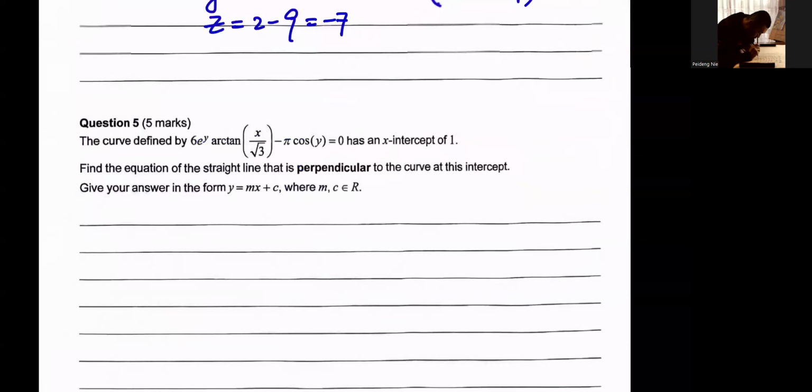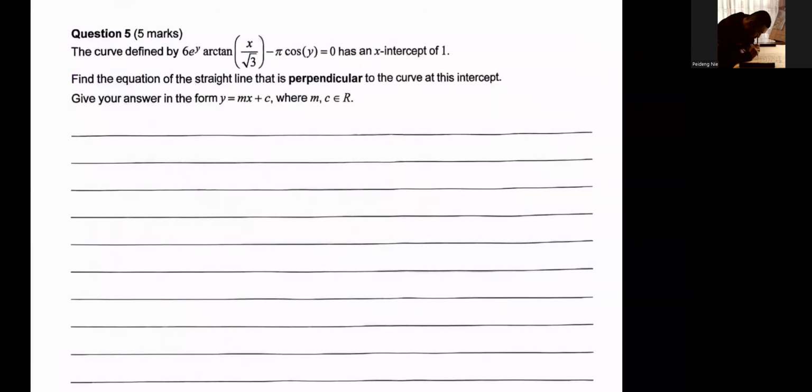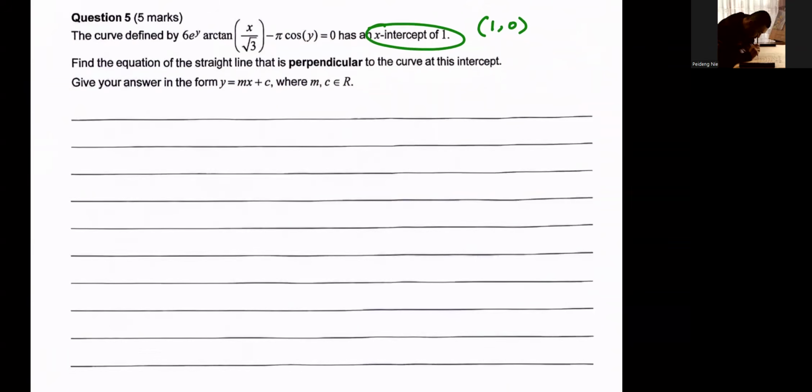Okay, let's move on. Question 5, implicit differentiation. The curve defined by this equation, 6e^y arctan(x/√3) minus π cos y equals 0, has an x-intercept of 1. That means we have this point. X-intercept means y equals 0. Find the equation of the straight line that is perpendicular to the curve at this intercept. Give your answer in the form y equals mx plus c. m and c are real numbers.